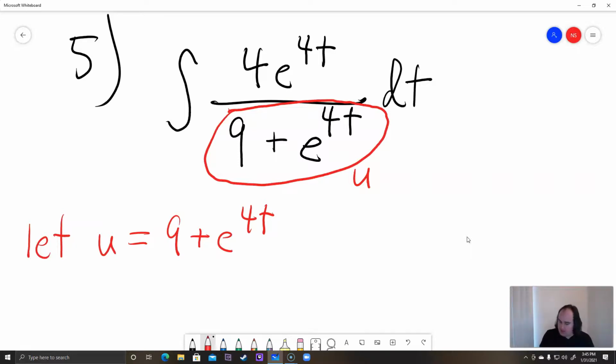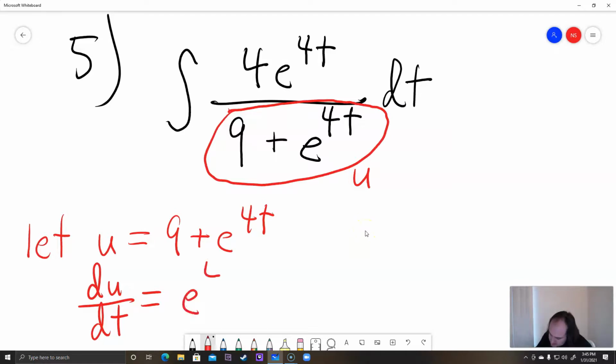Okay, and then we're going to take the derivative of both sides. So we get du dt equals, well, the derivative of 9, because 9 is a constant, is just 0. And then the derivative of e to the 4t is going to be e to the 4t times the derivative of 4t. So it's going to be e to the 4t times 4t prime. But what's the derivative of 4t? Well, the derivative of a constant times the variable is just the constant. So that's just going to be times 4, because the derivative of 4t is 4.